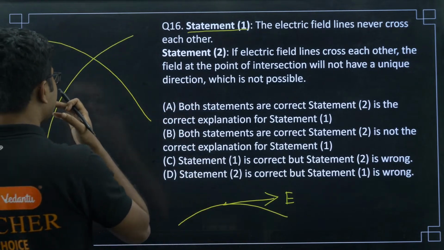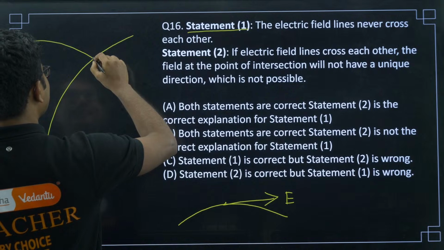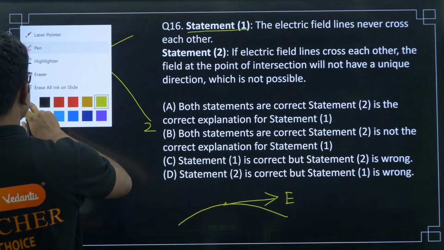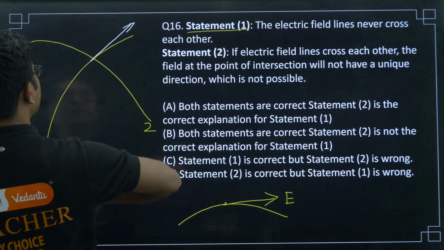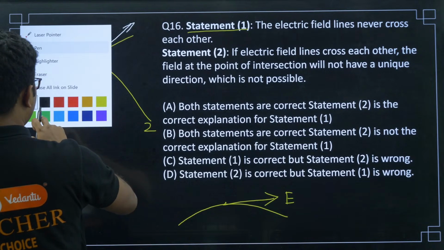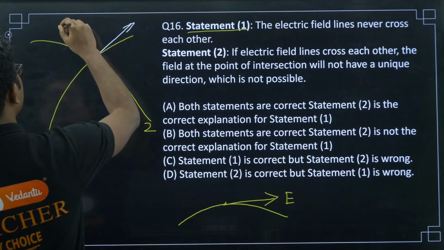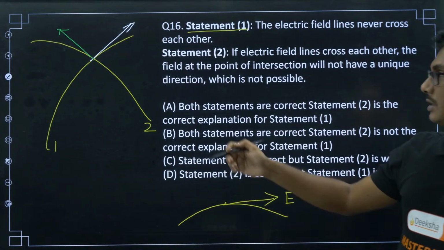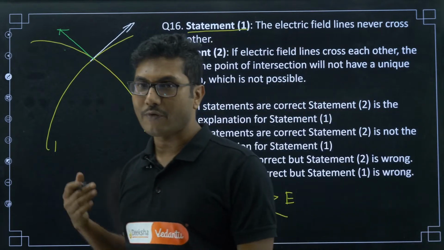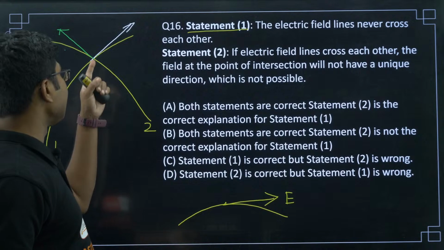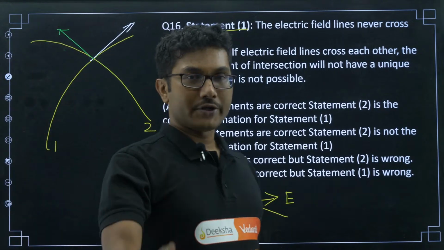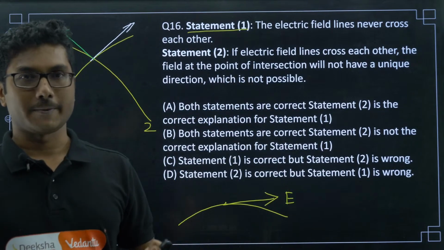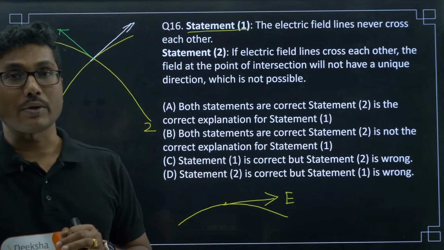That is the uniqueness. Now, this is line 1, this is line 2. If I draw a tangent on line 1 at this point, it will be in this direction. If I draw a tangent on line 2, it will be in this direction. Both of them are obviously not in the same direction. So, it is not possible to have two different directions of electric field at a single point. That is not the definition of a vector. A vector quantity has only one direction at a given point. A vector quantity cannot have multiple directions at one point.